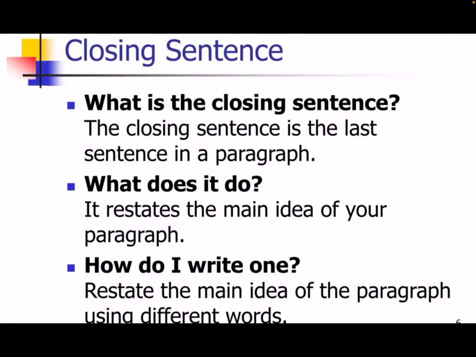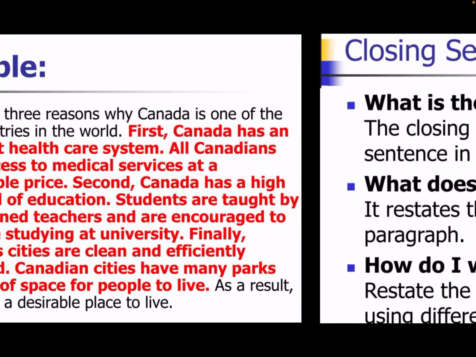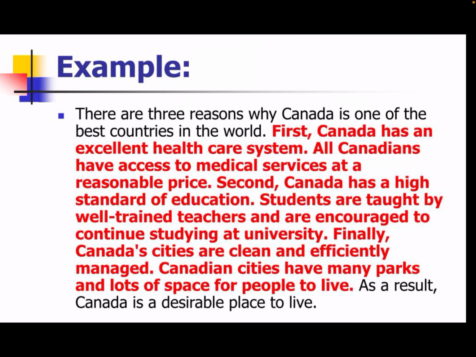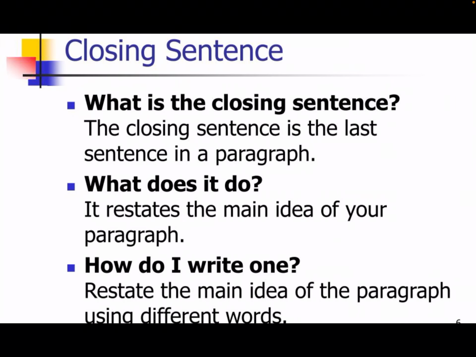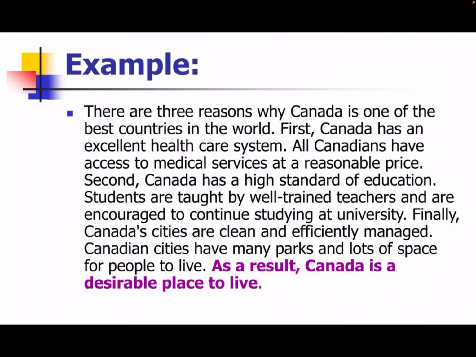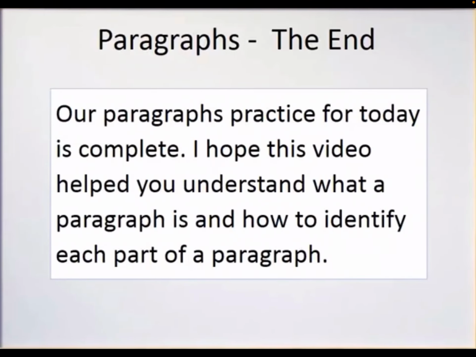To restate the main idea of a paragraph, just use different words. Here we have, there are 3 reasons why Canada is one of the best countries in the world. And then here it says Canada is a desirable place to live. Very similar sentences, but I just changed the words around. So that's how we write a closing sentence. Very easy. And this is the example for the closing sentence. As a result, Canada is a desirable place to live, like I said.